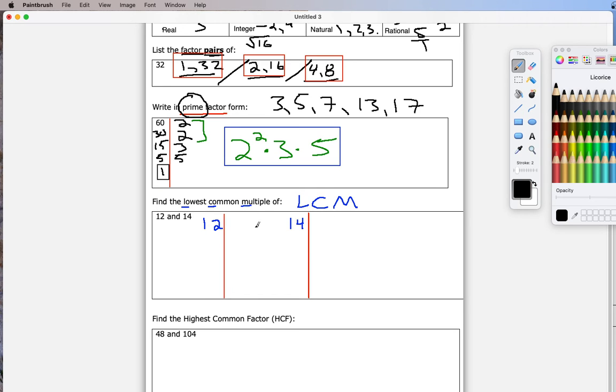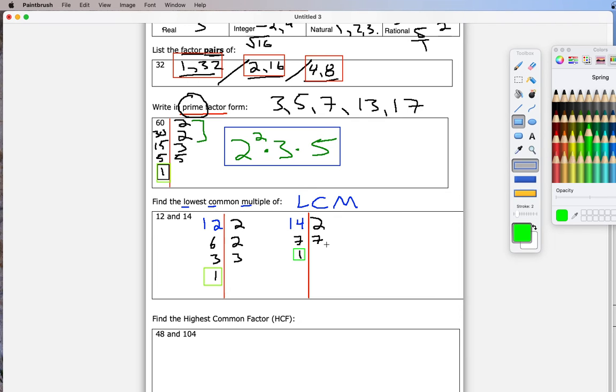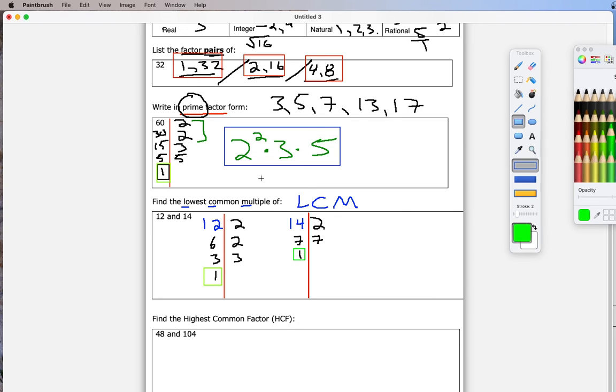And what I'm going to do is the same thing as we did above here. So I'm going to divide by 2, and I get 6. Divide by 2, I get 3. And I divide by 3, I get 1. So now I'm at the very end. I'm at my 1, just like I had here at my 1. And I'm going to do the same thing with 14. So I'm going to divide it by 2. I get 7. And I divide it by 7 because that's the only prime number, and I get 1. And now I have both of them like so. All right. So that's the first step when you have to find the LCM.